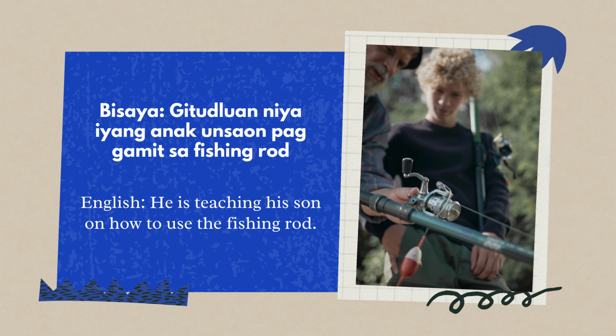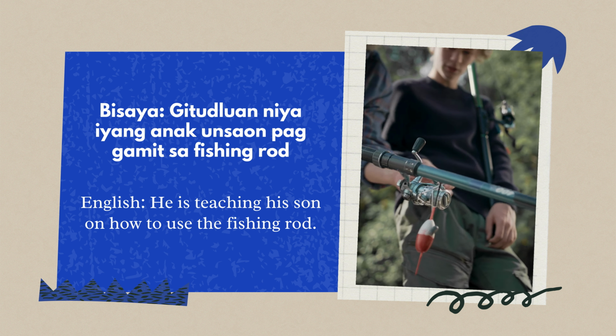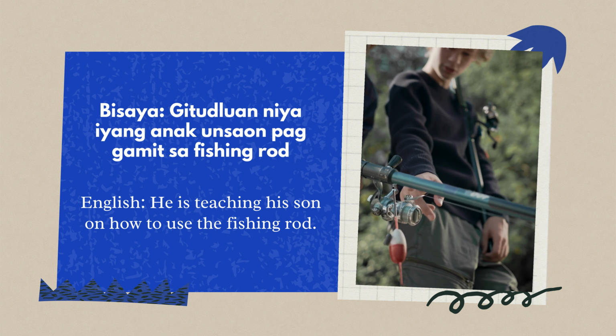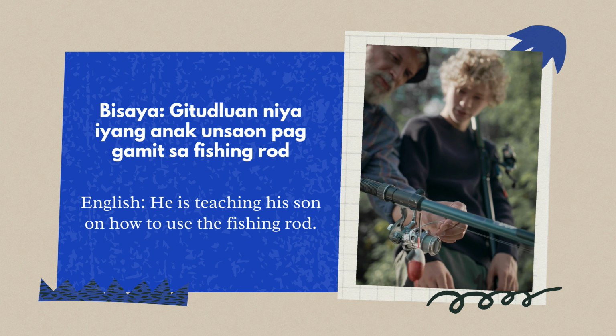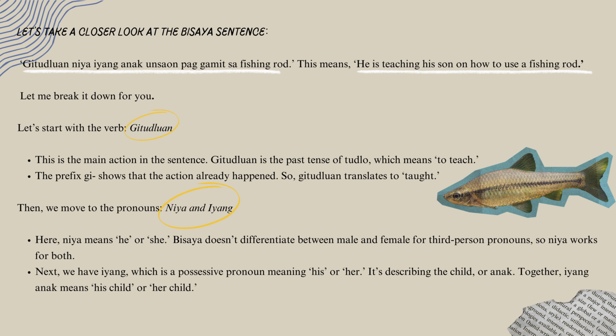In this clip, it shows that he is teaching his son on how to use the fishing rod. In Bisaya, this translates to gitudluan niya iyang anak unsaon paggamit sa fishing rod. Let's take a closer look at the Bisaya sentence. Gitudluan niya iyang anak unsaon paggamit sa fishing rod. This means he is teaching his son on how to use a fishing rod. Let me break it down for you.